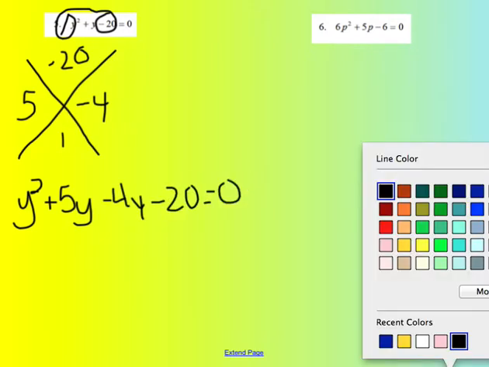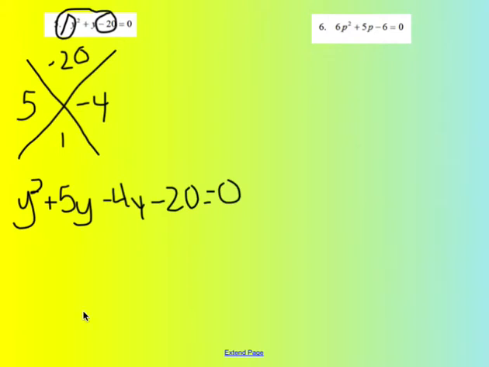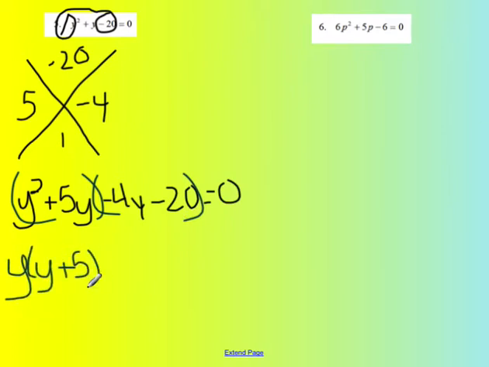Well, now that I have 4 terms, I can go ahead and factor by grouping. So I'm going to make my two groups. Out of the first group, I can take out a y, and then I'm left with y plus 5. Out of the second group, I need to take out a negative. Between negative 4 and negative 20, I'm going to take out a negative 4, and then I'm left with y plus 5. And that's equal to 0.